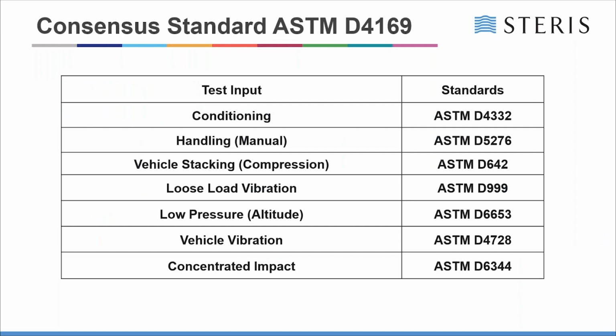In relation to the standards themselves, ASTM D4169 is what I call an umbrella standard. You have a lot of different standards in there, and you have a lot of choices that you can make or can be made depending on the testing that you're trying to do. So you have different standards, like for conditioning, the ASTM D4332, handling D5276, compression testing or stack testing D642, altitude testing 6653, vehicle vibration 4728. The list goes on and on and on, depending on what type of testing that you're actually trying to do.